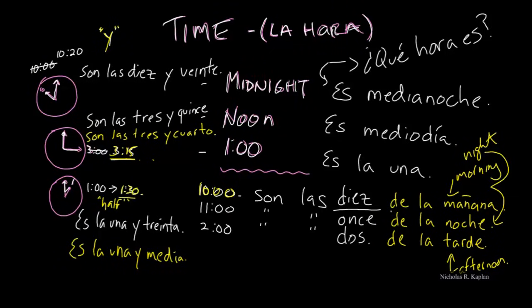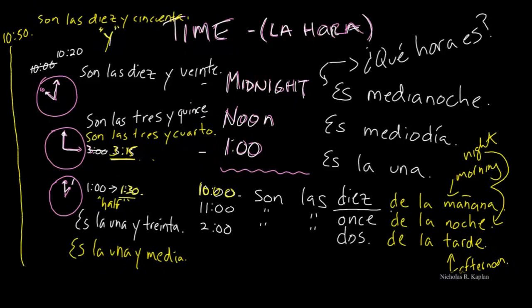But what if we had a time like 10:50? Well, we have two options here. We could say son las 10:50. It is 10:50. Or the other option is we can say it's 11 minus 10. And to use that, let me put that over here so we have a little bit of room. We're going to use the word menos.